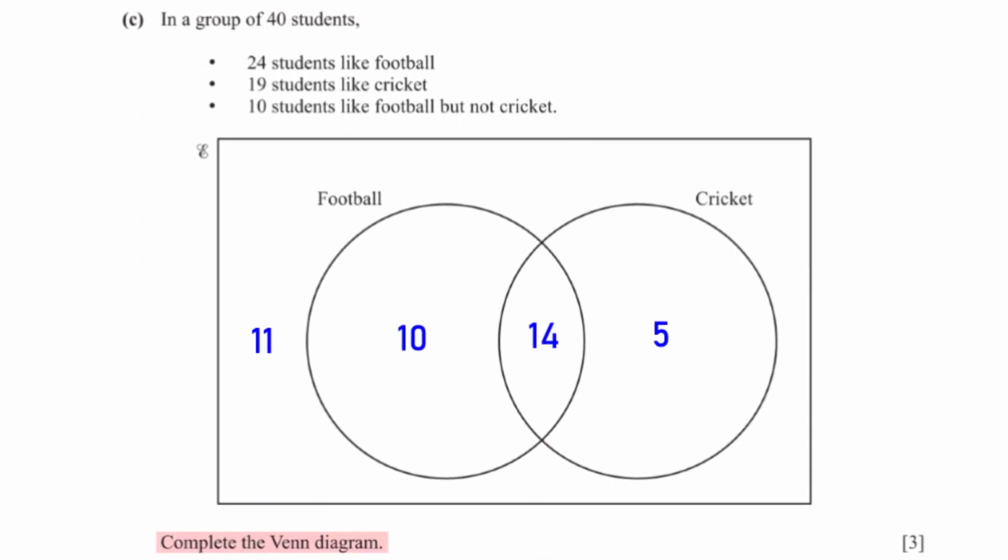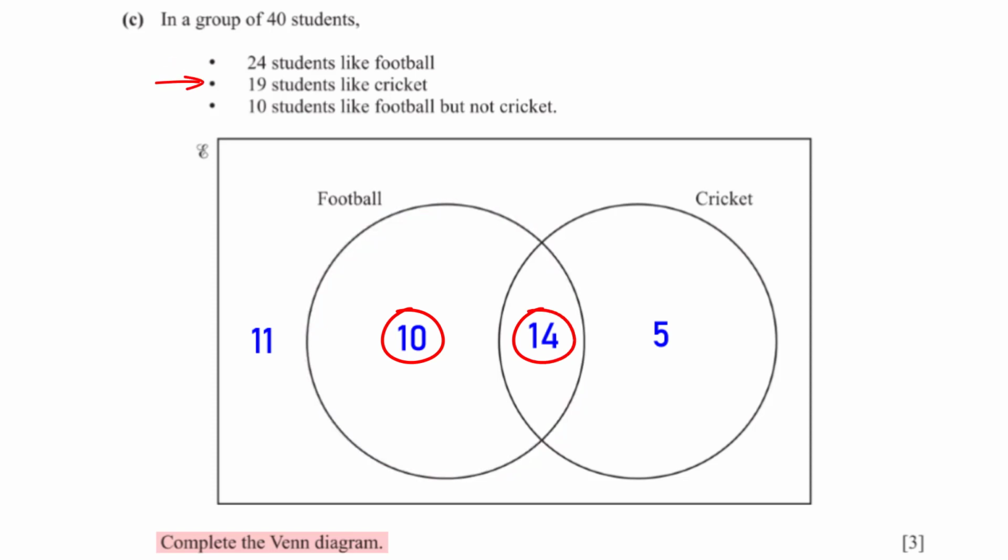Complete the Venn diagram. We are told 10 students like football but not cricket, so we put 10 in this region. We are also told 24 students like football. This means 10 plus the number in this region should give us 24. So to get this number, we subtract 10 from 24, which gives us 14.